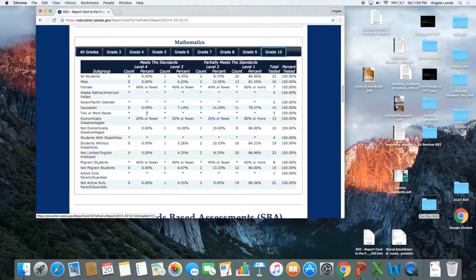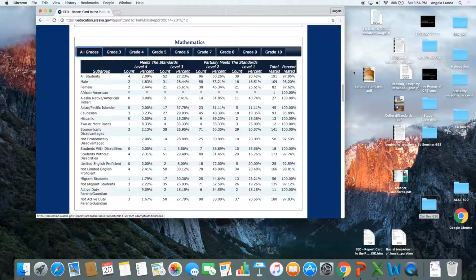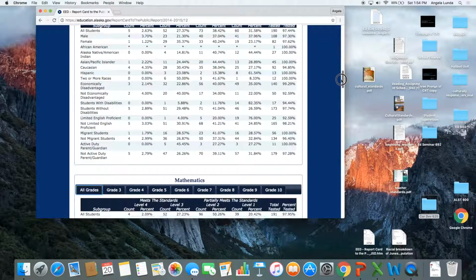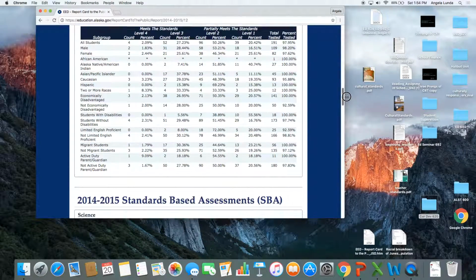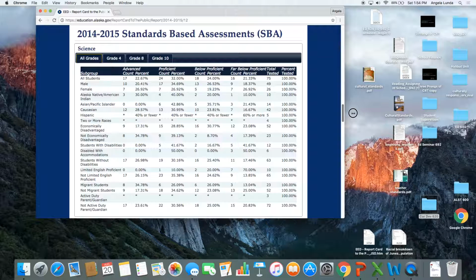And you could also look at specific grades. If there's an asterisk, that means there isn't enough data. There aren't enough students in those categories to report. So sometimes helpful to look at the whole district so you have enough information there. So that's English language arts and math as measured by the AMP. And then this is science as measured by the standards-based assessment, the old SBA. And it's the same thing. As you recall, we only test students in grades 4, 8, and 10 in science. But the data is here as well, and you can take a look at that.